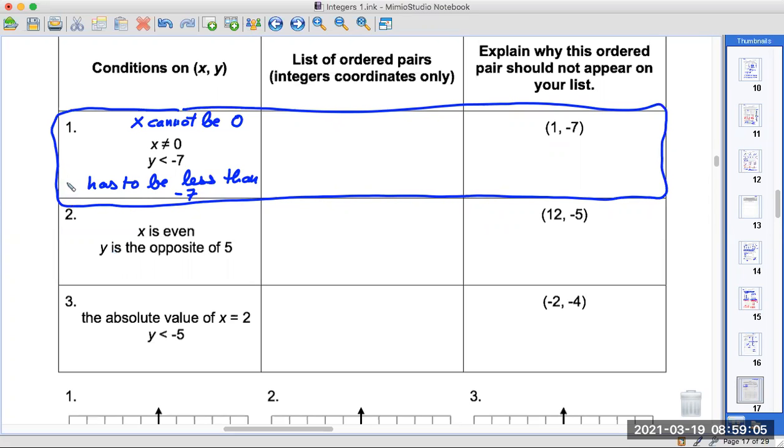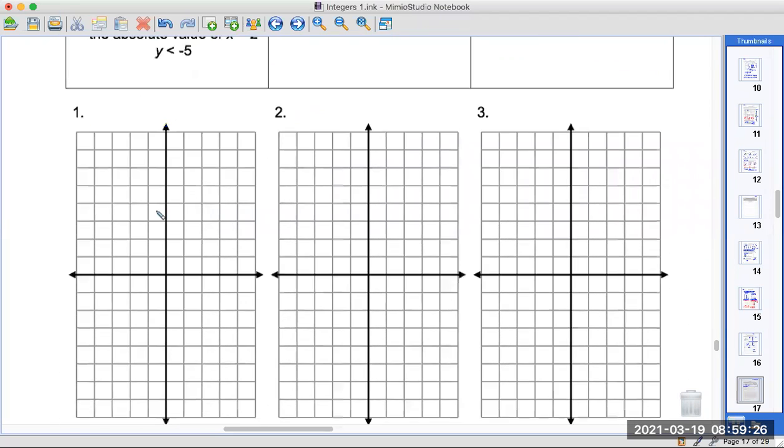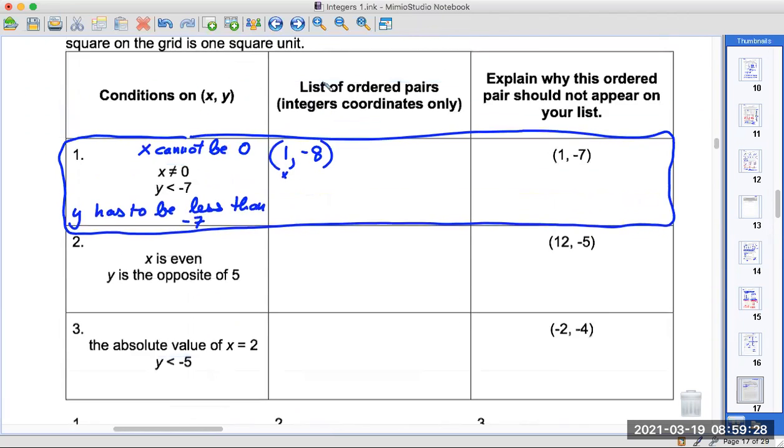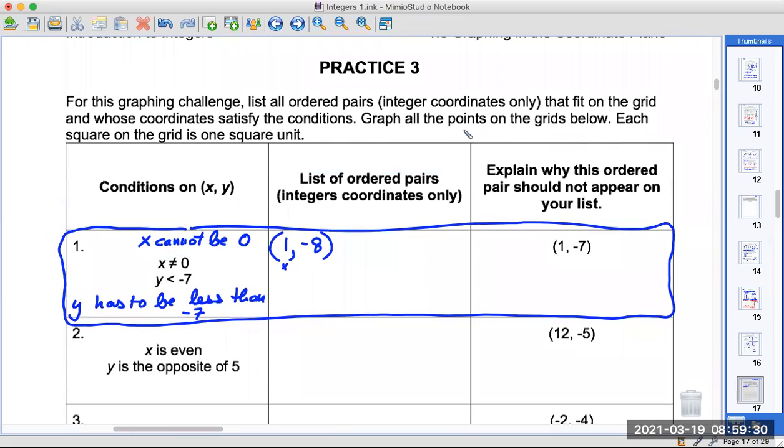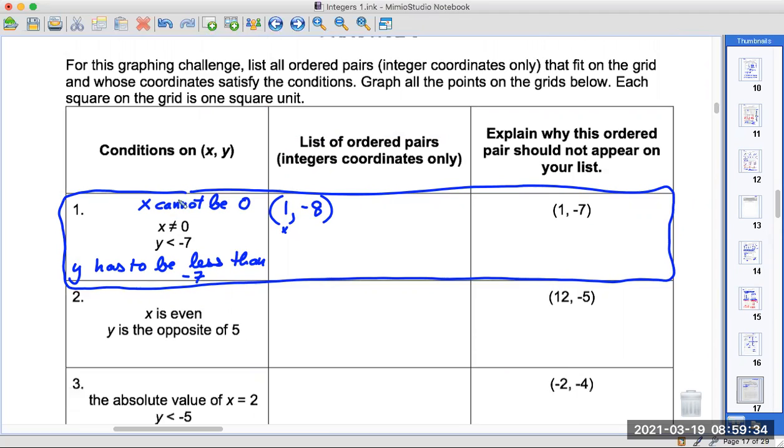Now let's think. X cannot be 0. How about, can I take 1? Yeah, let's make x 1. This is your x, the first number, and your y has to be less than negative 7. So how about negative 8? But they have to fit on your coordinate plane. That's the other rule, right? Graph all points; each square on the grid is 1 square unit.